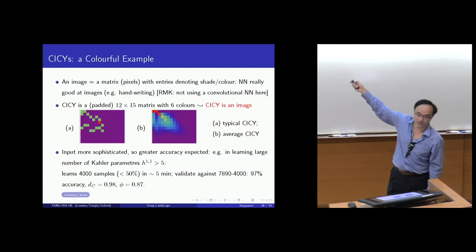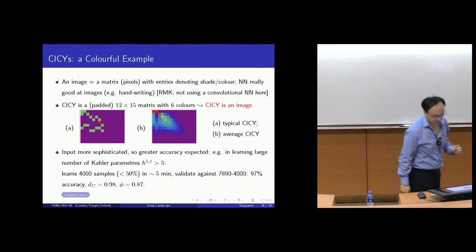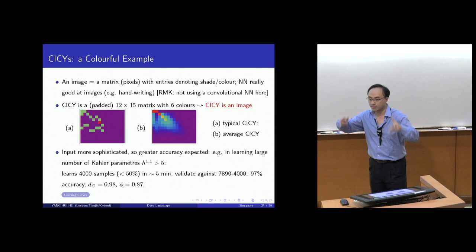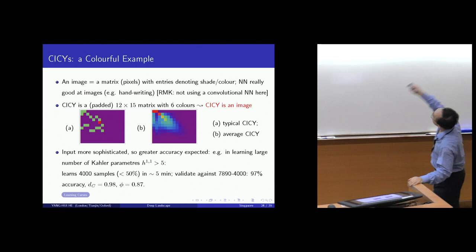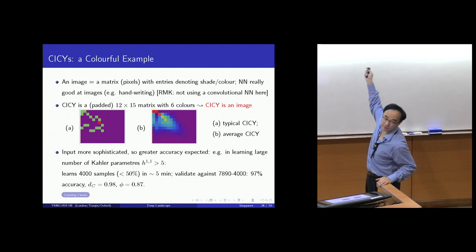This is actually some clavial variety. And then you train your network to see how this responds. So this is a bit slower. Your input is more sophisticated. And again, you achieve quite nice results. In about 5 minutes, you can achieve, again, this level of accuracy.